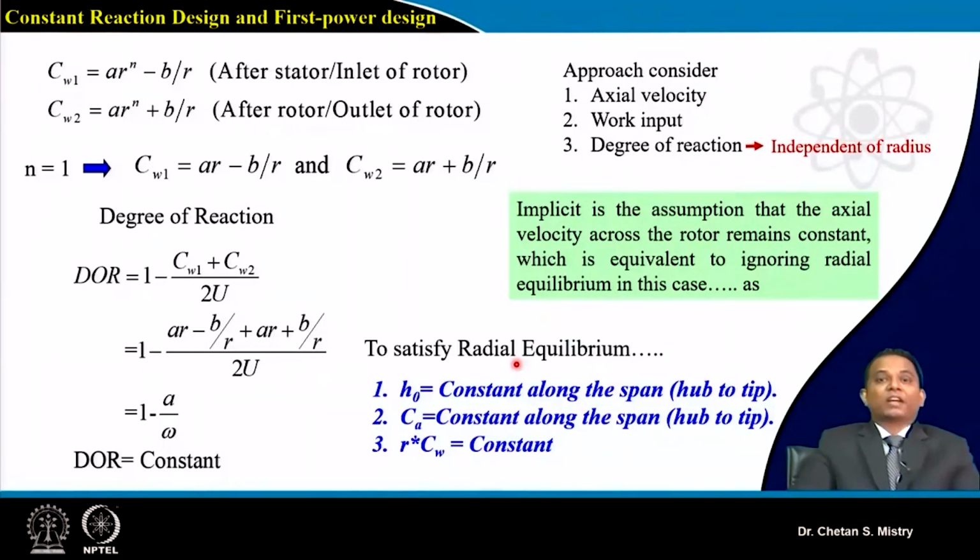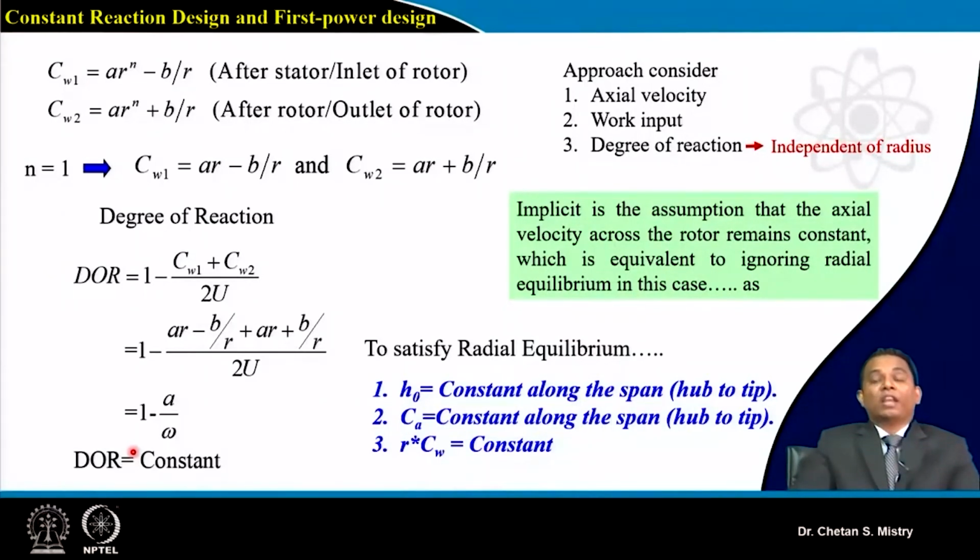What it says is, when we are having this constant reaction kind of configuration, the assumption we are making that our axial velocity is constant may not hold. So if I put my degree of reaction formulation, that's 1 minus (CW1 plus CW2) divided by 2U. If I put my numbers as CW1 and CW2, it says my degree of reaction comes out to be constant. So that's our design requirement.